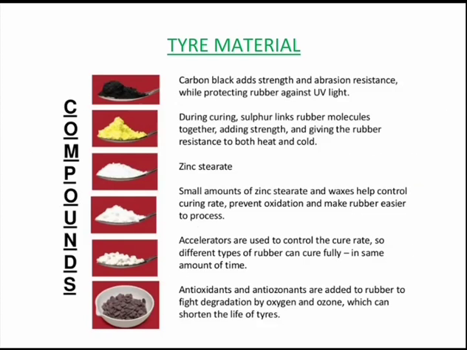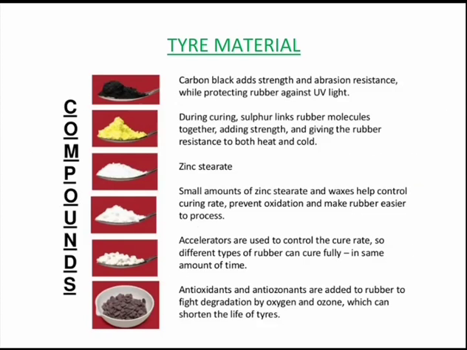Here in this slide you can see the carbon black, which gives strength and abrasion resistance. The second material is sulfur, whose molecules add high strength and give the rubber resistance to both heat and cold. Then there is zinc stearate, which also waxes, to control the curing rate and to prevent oxidation of the rubber. Next is the chemical accelerator, a material used so the rubber cures in the same amount of time.